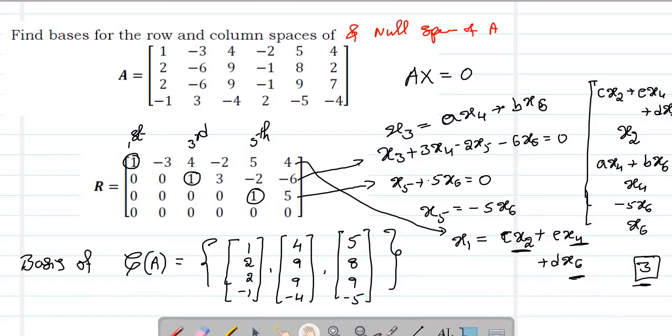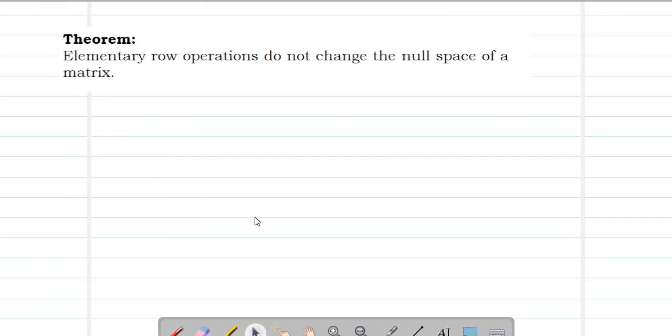And there is one more important thing I'd like to discuss. Here we can conclude one more thing. Elementary row operations do not change the row space. And there is one more theorem that says elementary row operations do not change the null space. So here is the theorem, which states that elementary row operations do not change the null space of a matrix. If two matrices are row equivalent, then you can conclude that their null spaces are the same. So there is one more thing.